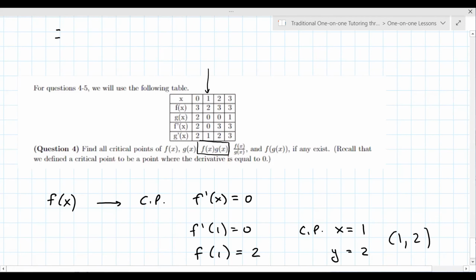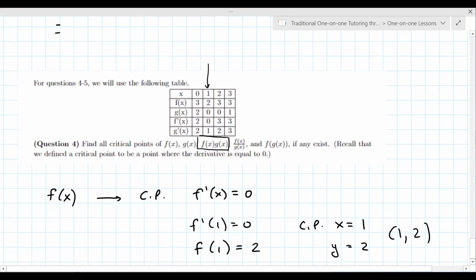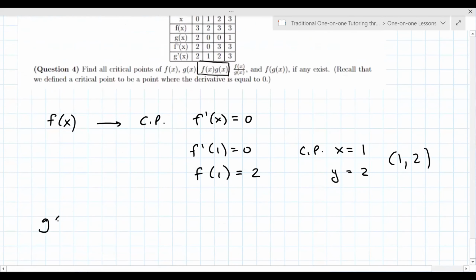All right. So we can do the same thing for g of x. The critical point is where g prime of x equals 0. Does it ever equal 0? Is g prime of x ever equal to 0? You're looking at this last row here. Does it ever equal 0? I don't see 0 in there. So this one, there's no critical point. Okay. All right.